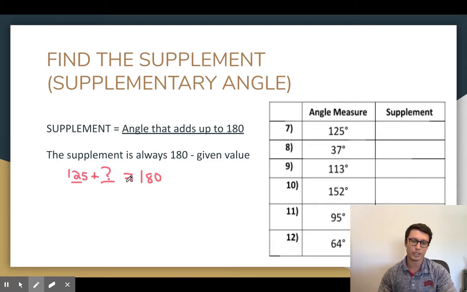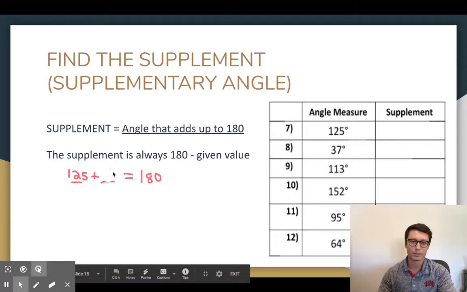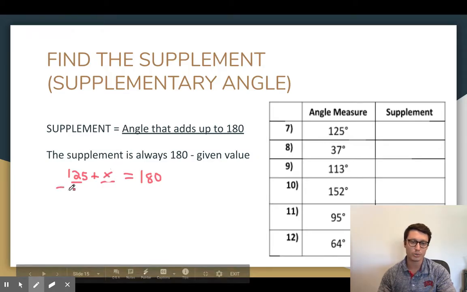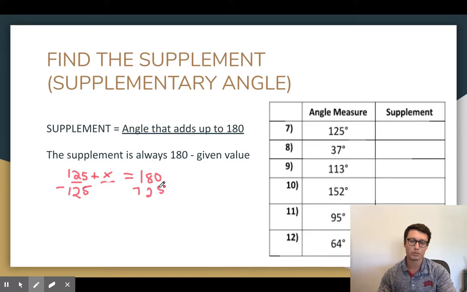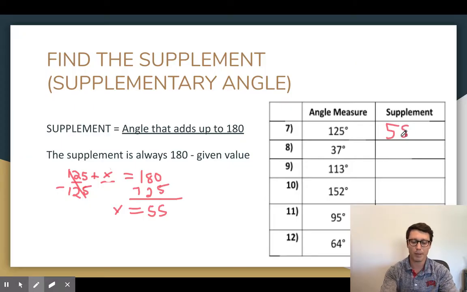It's the same thing. We have an unknown. You could use a question mark, you could use an X. To solve for X, we need to get rid of 125, so we subtract 125 from both sides. Those cancel. 180 minus 125 would give us 55. So X equals 55, or that other angle would be 55. And again, let me just double check my math. Yep, adds up to 180.